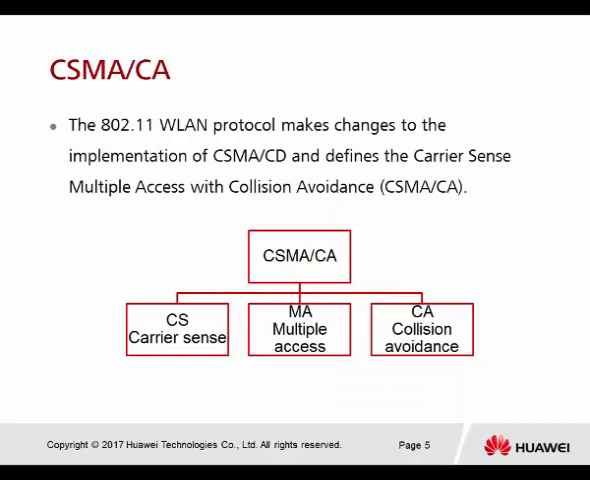CSMA/CA is used for 802.11. Just now, CSMA/CD is used for 802.3, which is the Ethernet LAN connection. For wireless, it's using CA. So this is the name for CSMA/CA, collision avoidance.